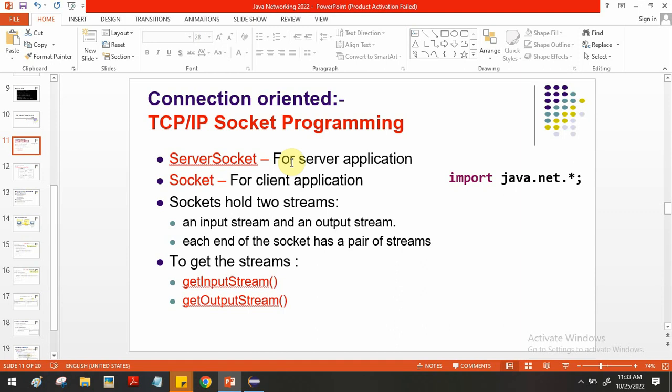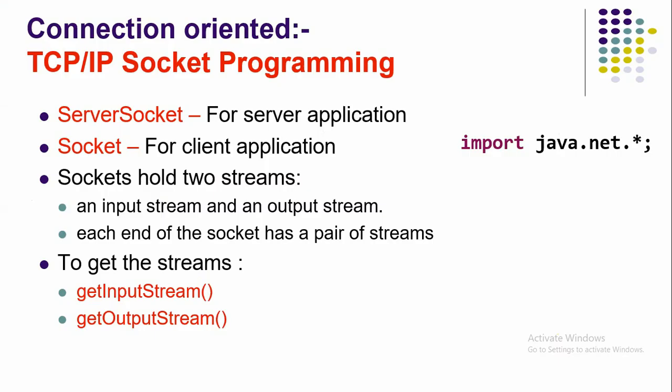We need to create two kinds of applications. One is a server-side program, and the other is a client-side application. For this in Java, there is a package called the java.net package. Using the java.net package, we can create network-based TCP socket programming applications.